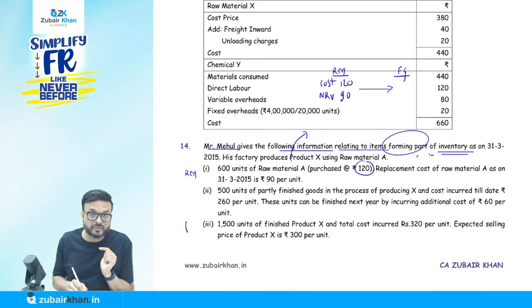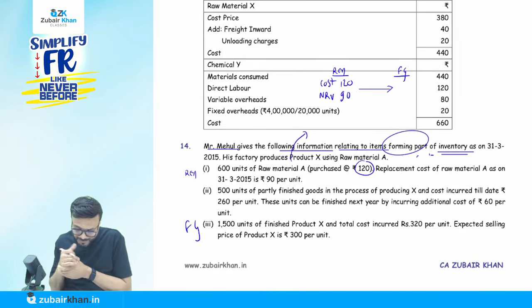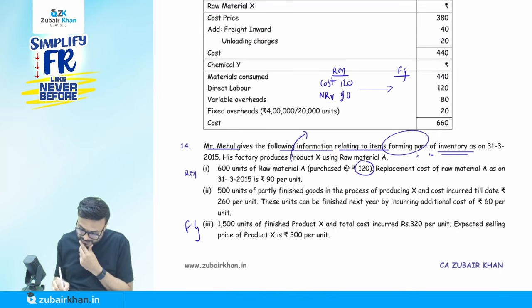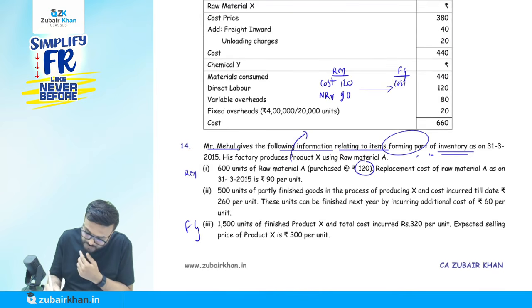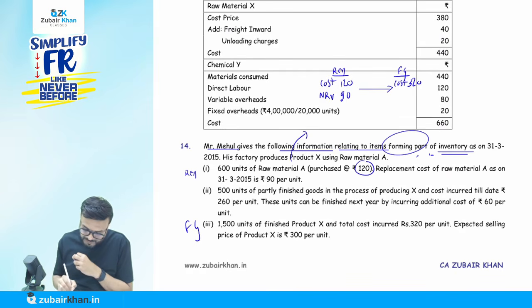1500 units of finished goods. This is the finished goods. I will come to WIP, don't worry. They say finished goods X and total cost 320. Their cost of finished goods is 320, and the expected selling price of the product is 300. So NRV is 300. Now listen carefully.